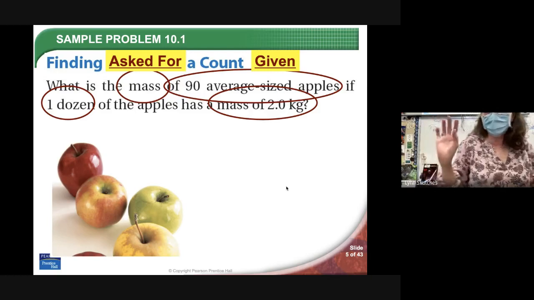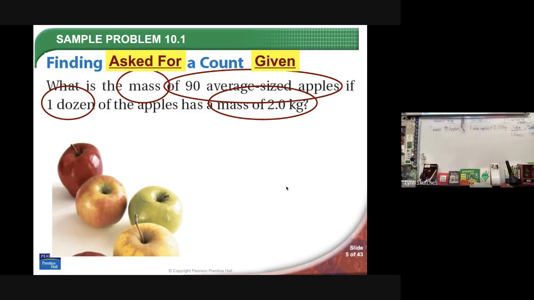What would be the first thing you do? I'm not asking you for the answer. I'm just asking you what would you do first, what would you do second, that kind of stuff.